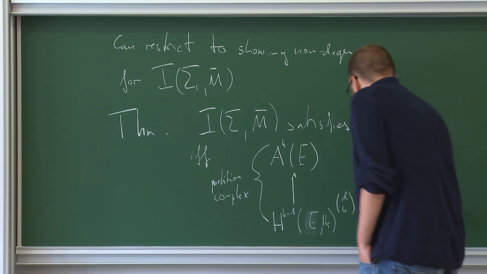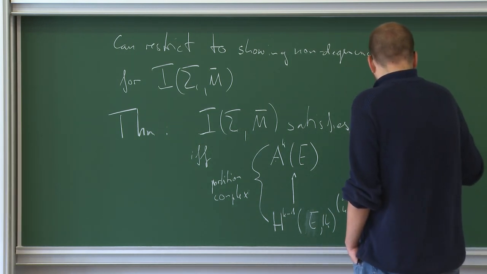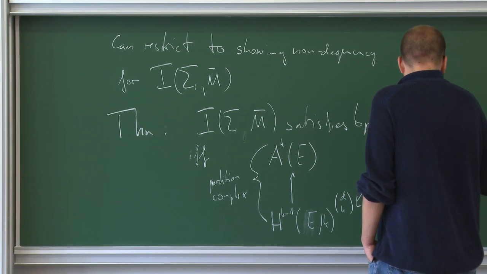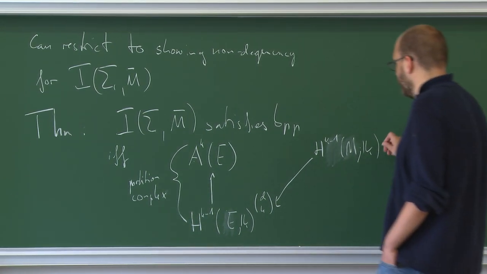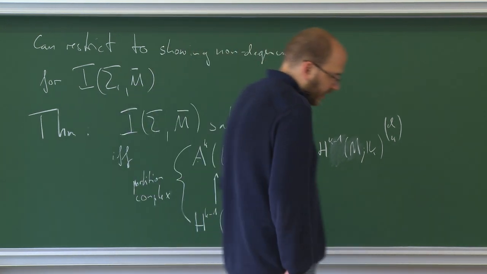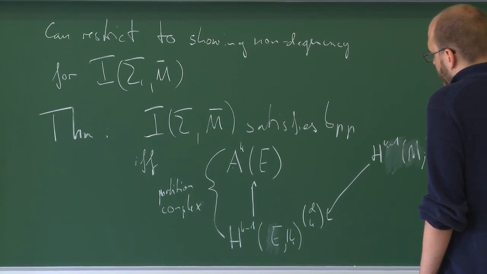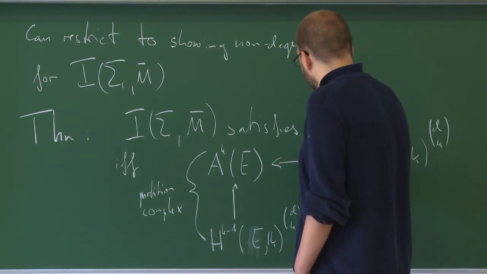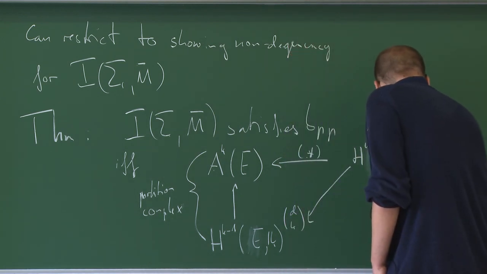And now, this E is a submanifold of M. So I can write down a map from H K minus 1 of M with K coefficients to H K minus 1 of E. And again, I carry with me this tensor product coming from the Koszul complex. Now I have a composition of these two maps, and I want this composition to be an isomorphism. Let me call this map star, and then I can say star is an isomorphism, if and only if.